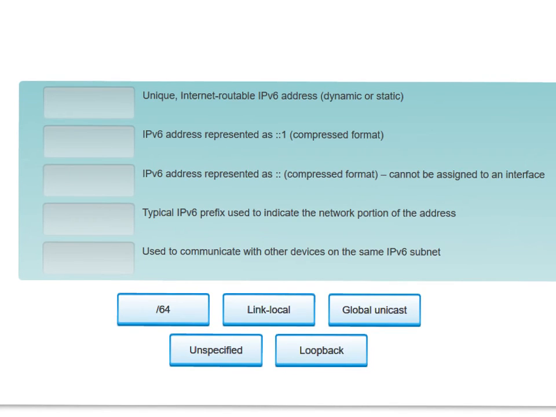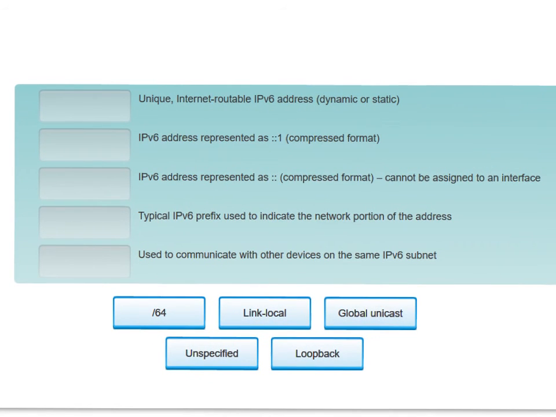Okay, so the unique routable address, this is a global unique address. IP version 6 represented as ::1, this is a loopback. It's represented as ::, this is unspecified. And this is /64. And this is used to communicate with other devices on the same link, this is a link local.